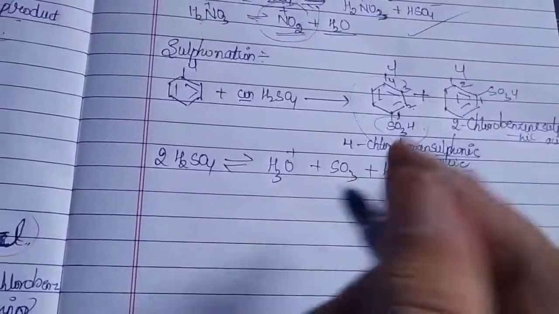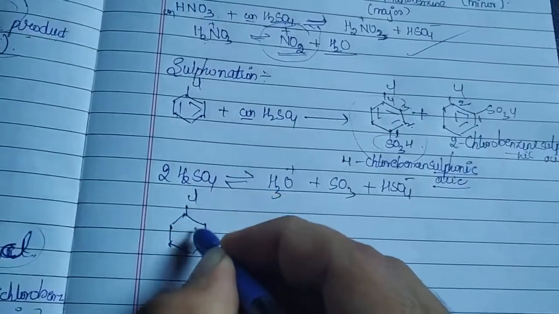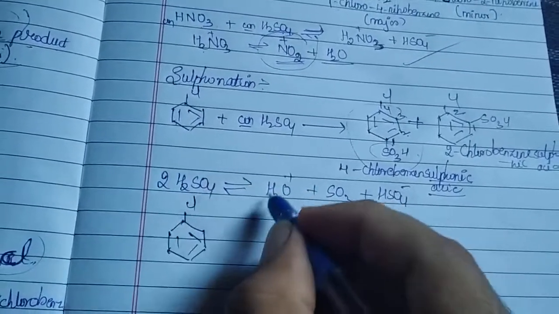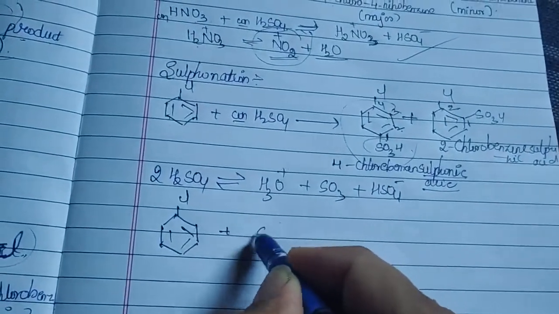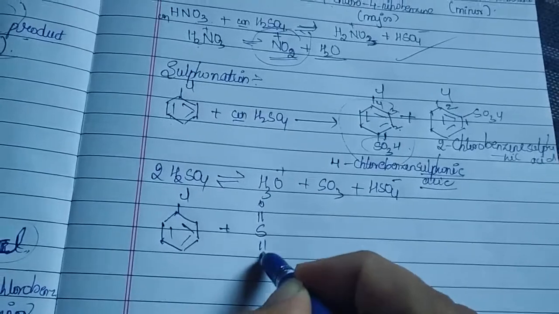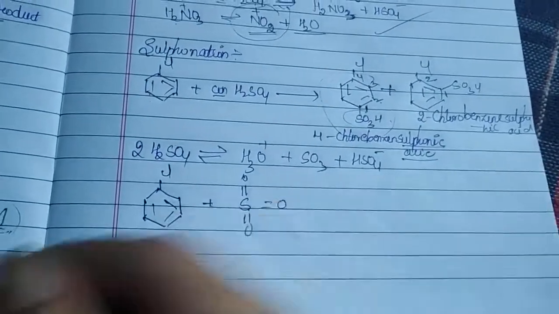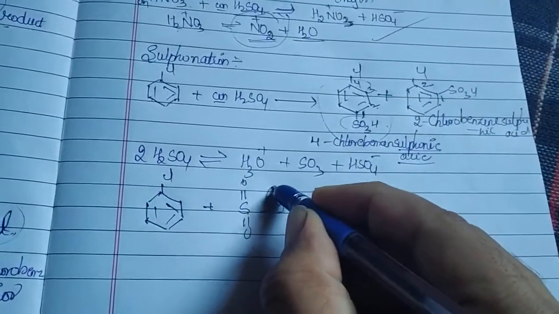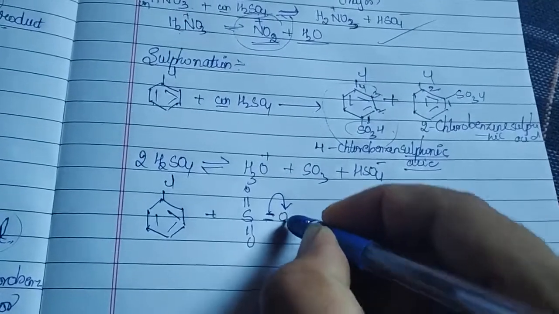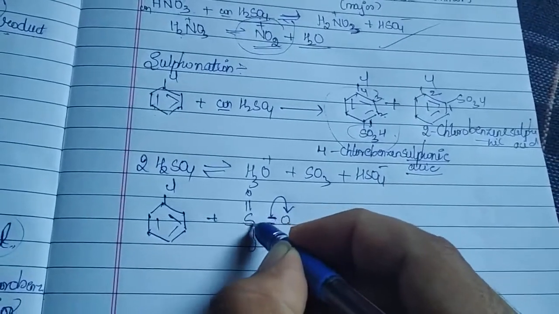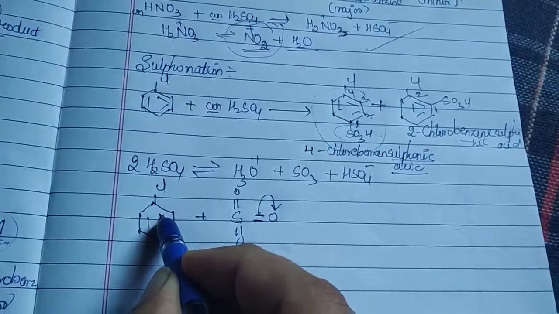Now what happens when I am treating chlorobenzene with the sulfuric acid? Of course, in sulfuric acid these quantities are present. So it will first react with SO3. Sulfur and oxygen, oxygen has the higher electronegativity, so this bond, these electrons, will be attracted towards the oxygen. Instead, a positive charge develops on S. So that positive charge is going to interact with the pi electron.